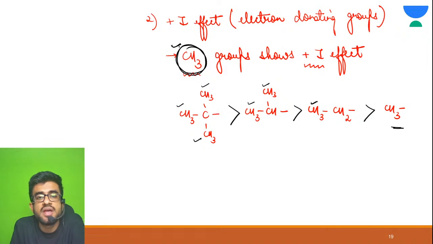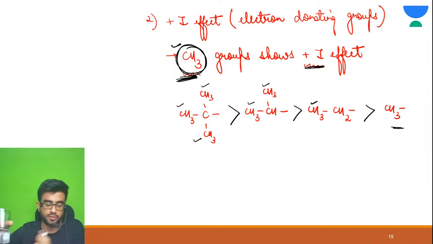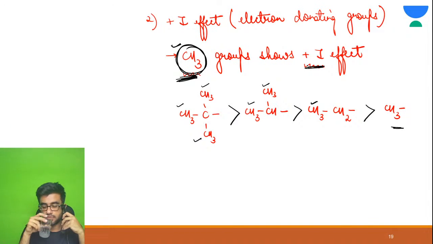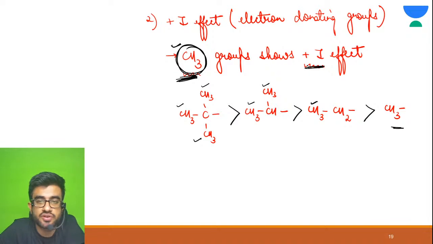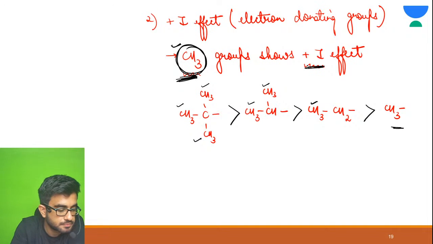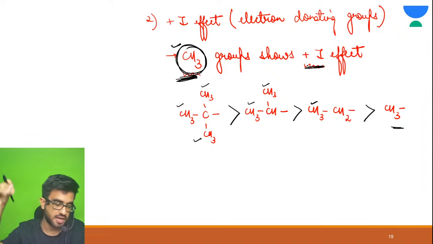Are you able to understand this? Just remember, CH3 group shows plus I effect. Is this much clear to all of you? If you have any doubt, just tell me in the chat section. I'll clear all your doubts. Is everything clear up till now? Great. Fantastic.